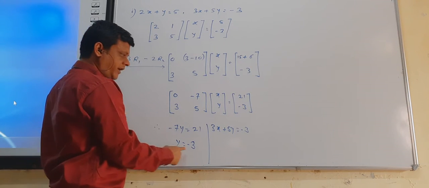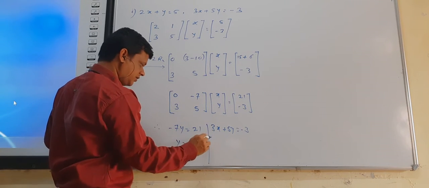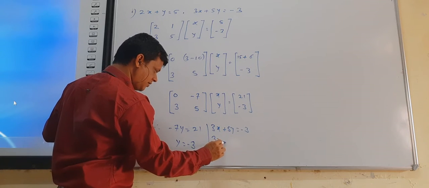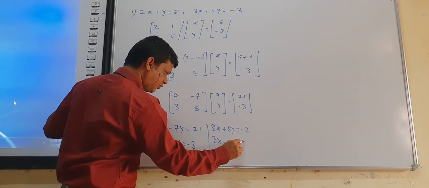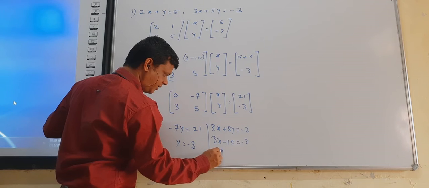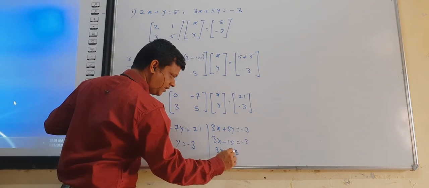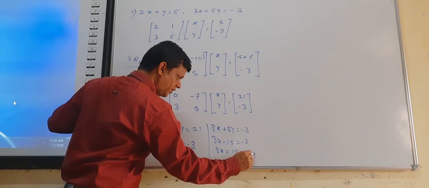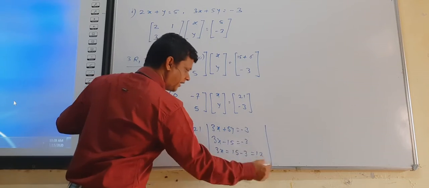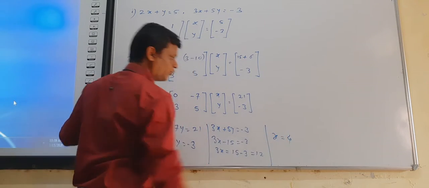If we replace y equals minus 3 in this equation, we get 3x minus 15 equals minus 3. Therefore 3x equals 15 minus 3, which equals 12. That means x is equal to 4.